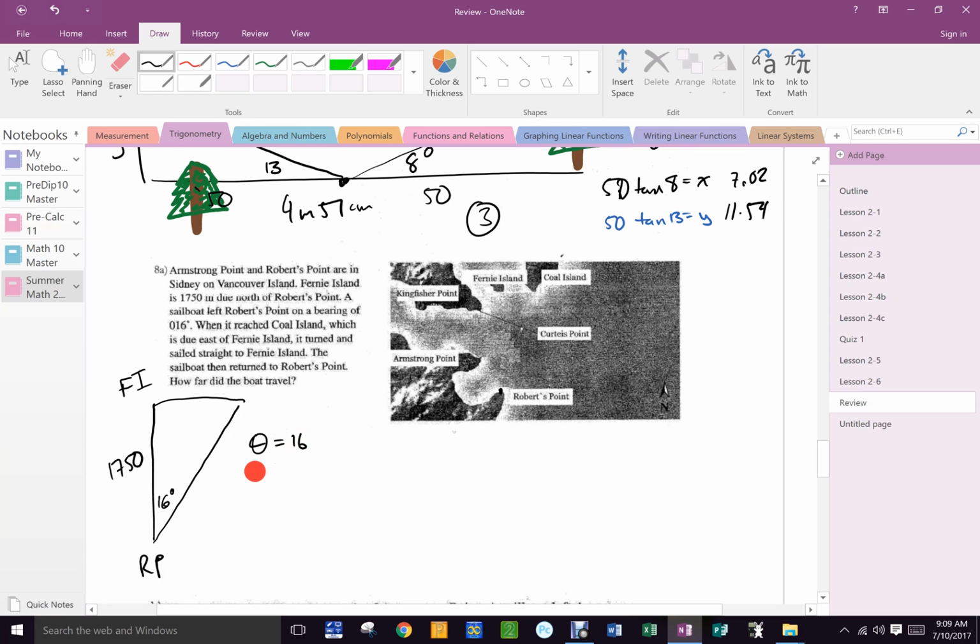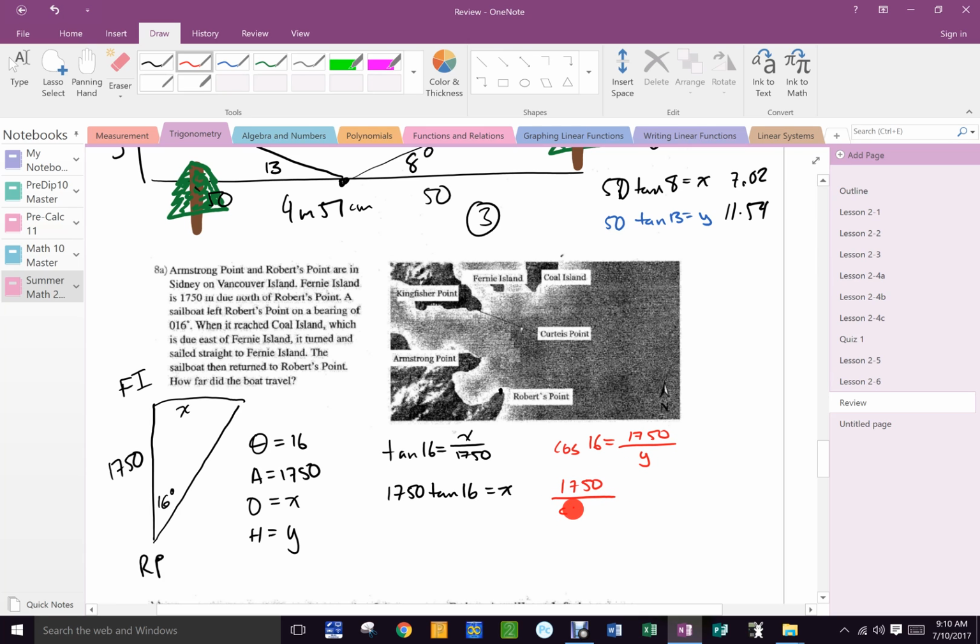Theta equals 16, adjacent equals 1750, and then I would do 2 bits of trig. My opposite is x, and my hypotenuse is y. I would use 16 and the adjacent to do them both. You with me? So the first one is going to be tan 16 equals opposite x over 1750. So 1750 tan 16 gives me x. Then, what uses a and h? That's cos. Cos 16 equals adjacent 1750 over y.